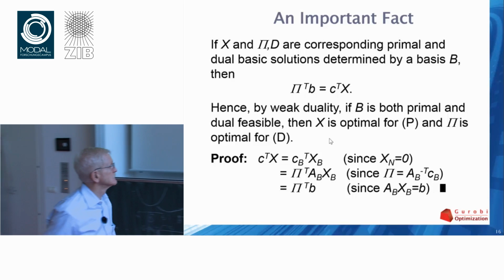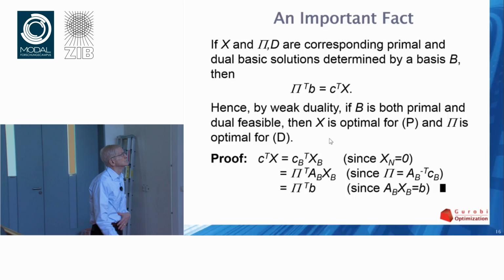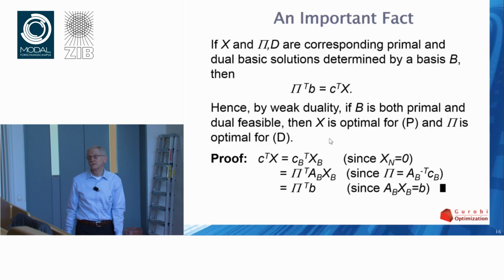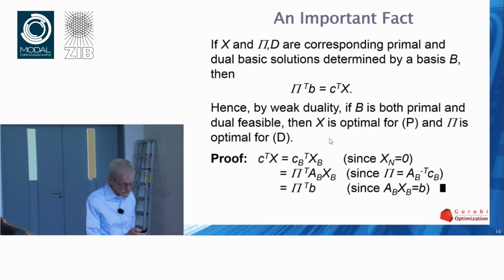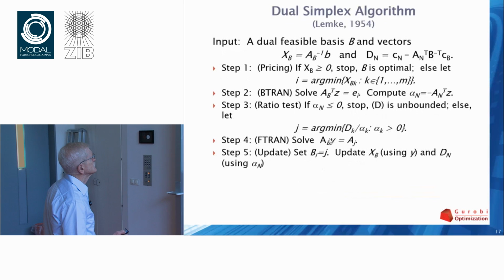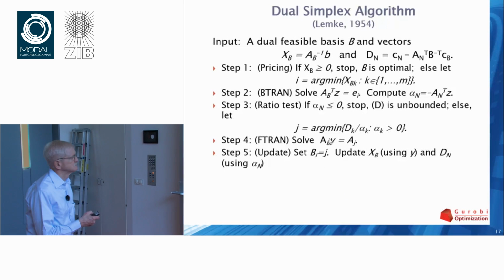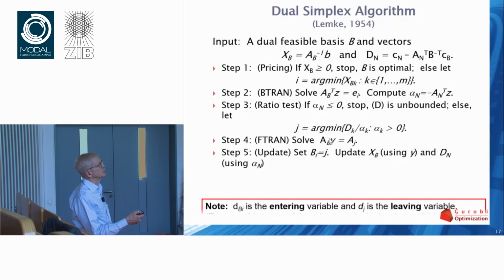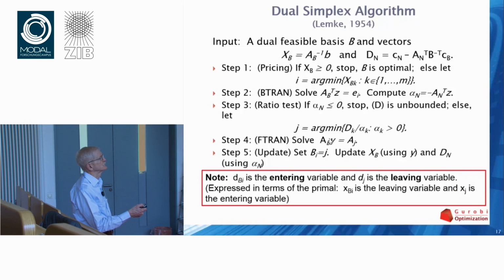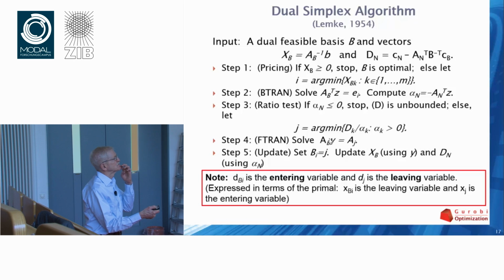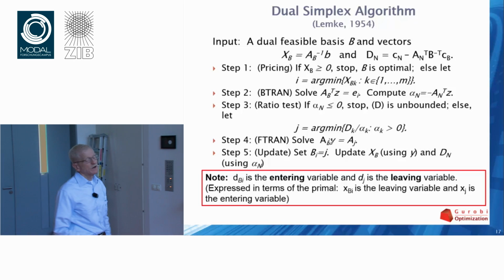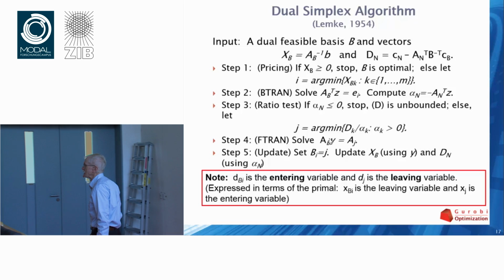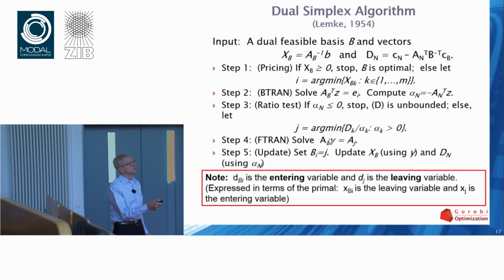Again, this is at the foundation of why we can do something called the dual simplex algorithm. So here then is a statement of the dual simplex algorithm. We have some input conditions. We have a pricing step. We have two linear systems, step 2 and step 4, that we solve. And we have a ratio test. And we have an update where we change the basis and we update the inputs up here.